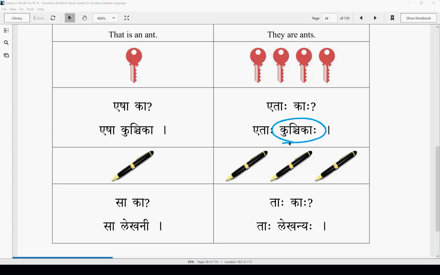Lekhanya. Now this one should be easy to read. It is nothing but a combination of Ja and Cha.